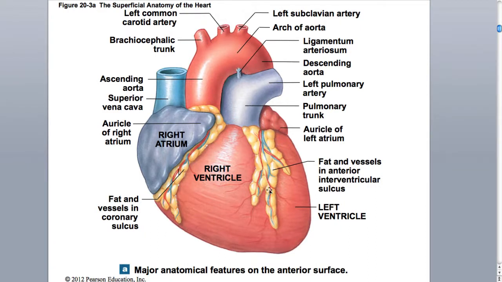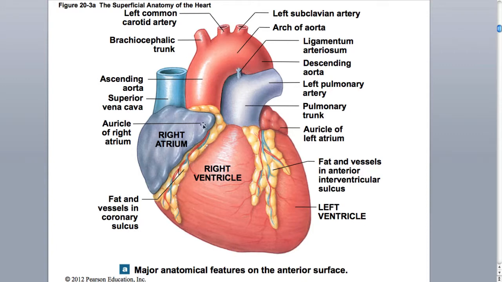Next, we have these yellow fats, and we also have the groove. And the groove is named, in this case, anterior interventricular sulcus. There's a groove, best seen in the model. We have this side being the left ventricle chamber inside, and then we have the right ventricle on this side. Then we have the next groove, which is your coronary sulcus.